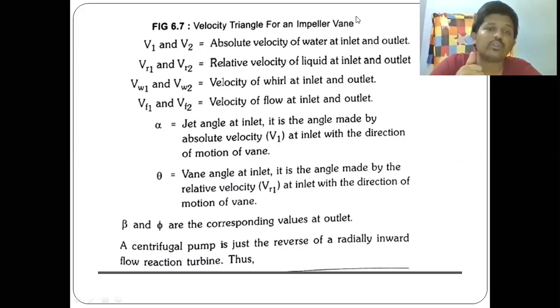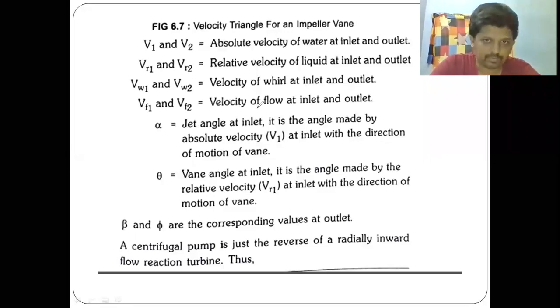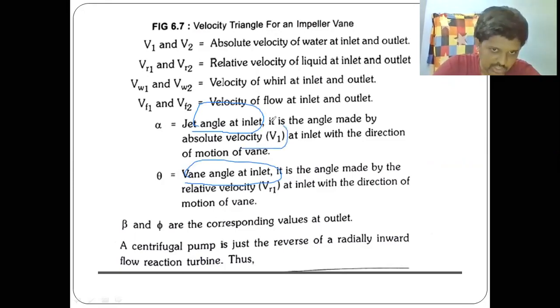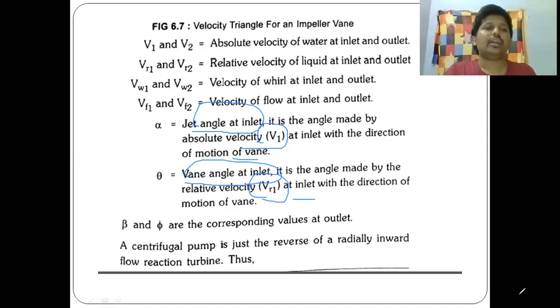Alpha and theta are two angles, where alpha is the jet angle at inlet, and theta is the vane angle at the inlet. Alpha is the angle made by the absolute velocity, or the jet velocity V1, at the inlet with the direction of motion of the vane. That means the angle the moving jet makes with the direction of motion is alpha. Theta is the angle made by the relative velocity at the inlet. So alpha is the angle made by the jet velocity, and theta is the angle made by the relative velocity.